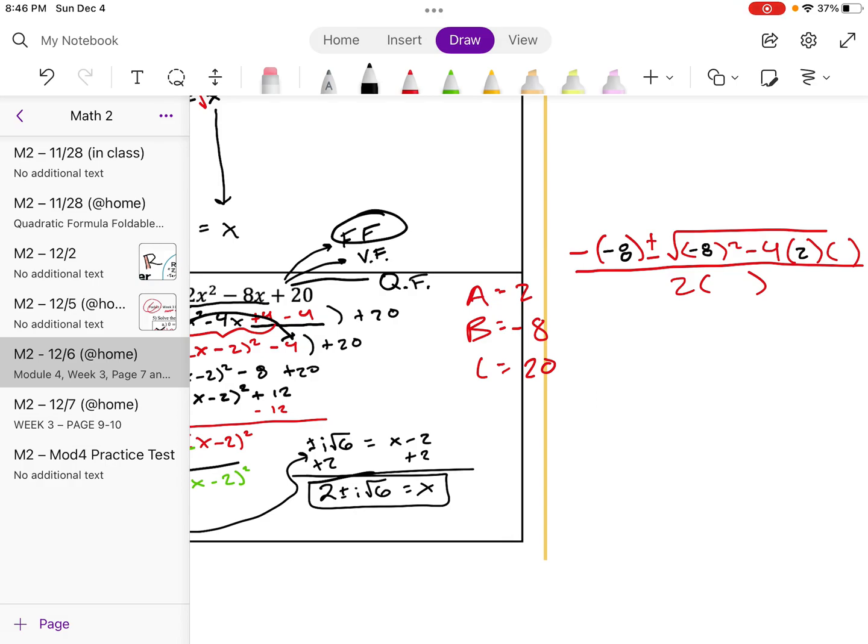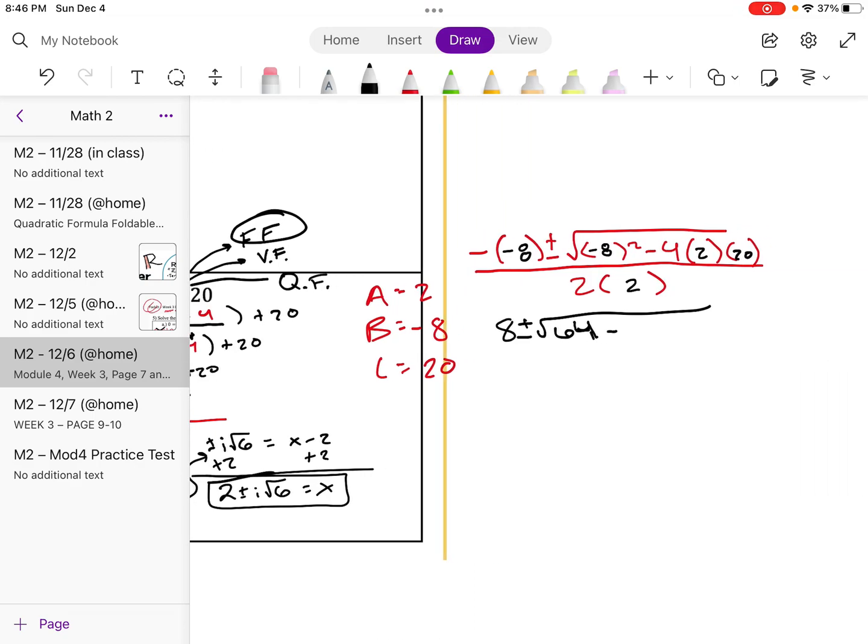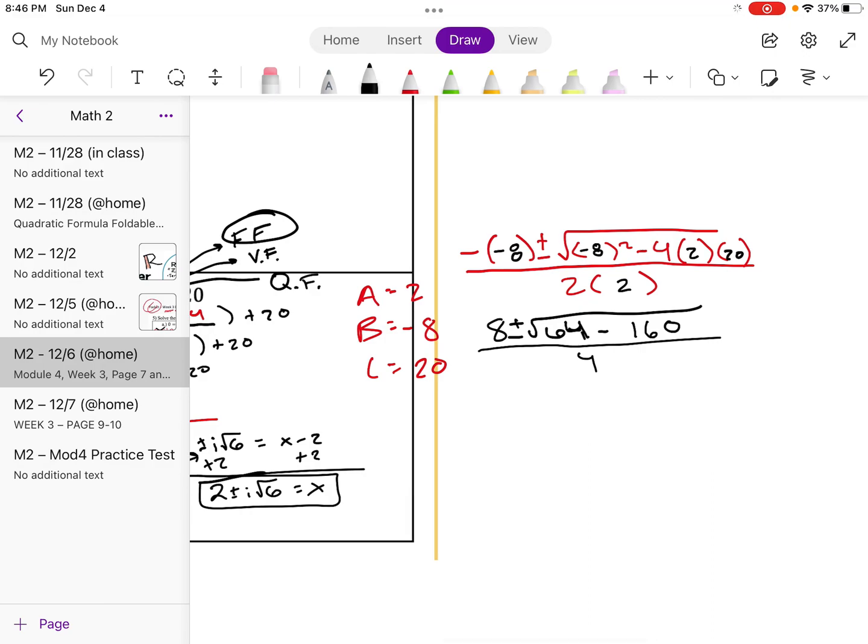So negative b would be negative 8, plugging everything in. What would we get? So this would be 96.